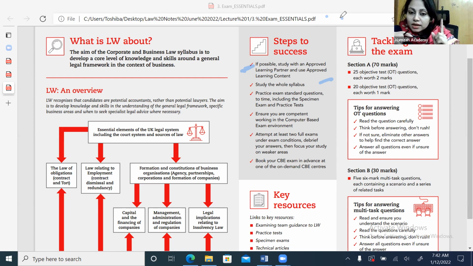First, study with an approved learning partner. Second, complete the whole syllabus. Third, practice the questions. Fourth, try to work in a computer-based exam environment. Fifth, before you sit in the exam, try to attempt at least 2 mock exams or mock papers in your exam pattern, so that you can understand how the examiner will trick you during the paper. Obviously, the examiner will not ask straight questions, right? The examiner will definitely trick you. So how will you understand the tricks of the examiner? If you attempt 2 mock exams before your paper in exam environment, right? And obviously, for all these things, you have to book your exams. Okay.